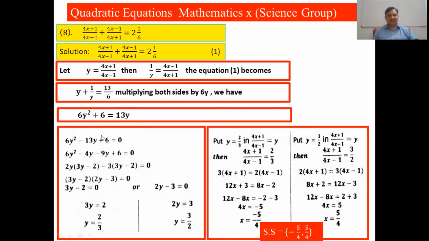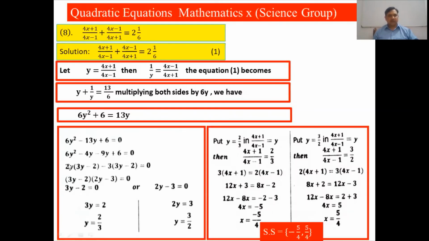6 sixes are 36, and now we have to find two factors which, when we add up, give minus 13. So 9 and 4 are the two factors. When we multiply these two terms we have 36, and when we add up these two terms we have minus 13. So minus 13y can be written as minus 4y minus 9y, plus 6 = 0.